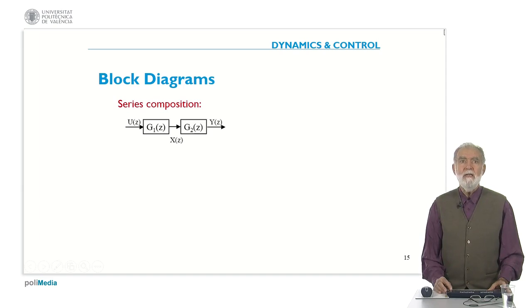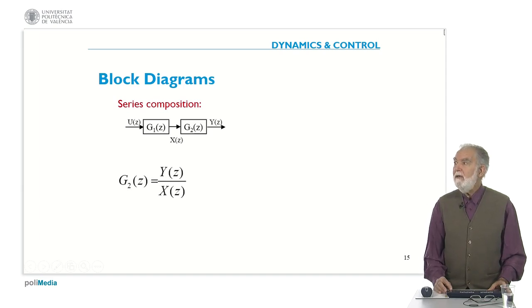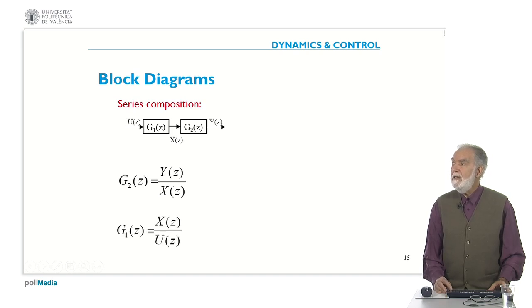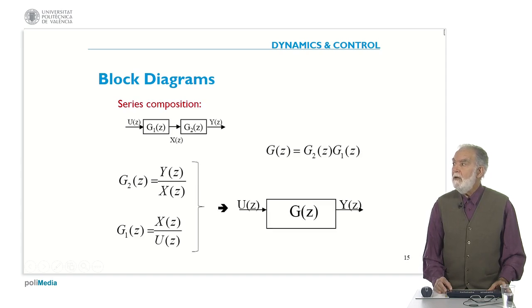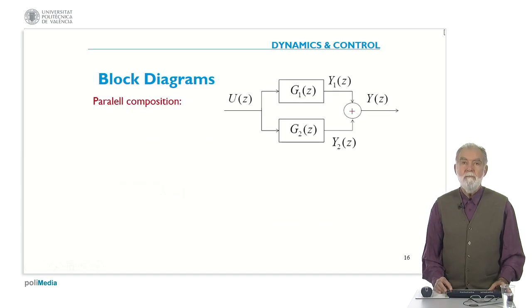First, if we have, say, a series composition of two subsystems, then we can clearly derive that G2 is equal to y over x, and G1 is x over u. So putting all together, the whole system composed by these two in series is a unique one with a transfer function equal to the product of these two.